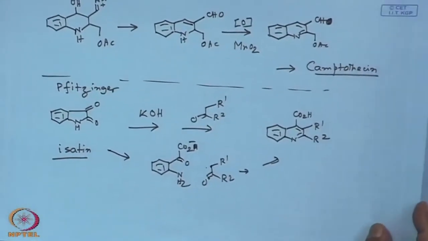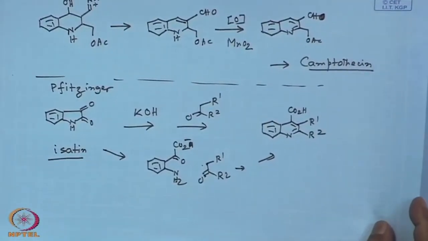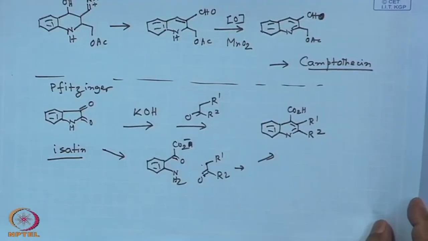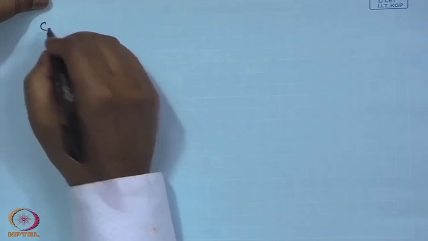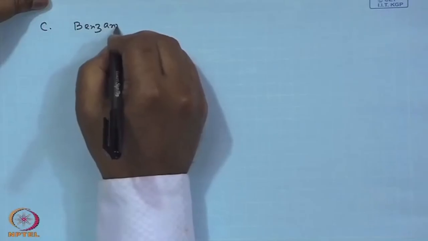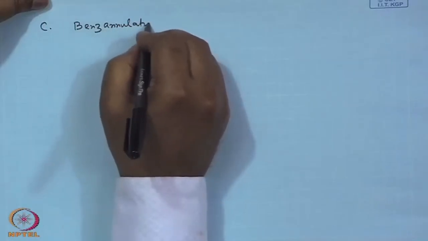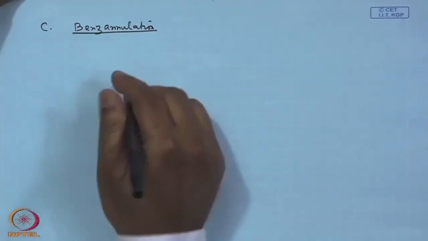If the time permits, we will come back to this sort of example maybe somewhat later. And then what is the other possibility? The other possibility we have not talked much about is the hard mode, called the benz annulation mode, right? Benz annulation. There are not many examples though. This has been published from our department.